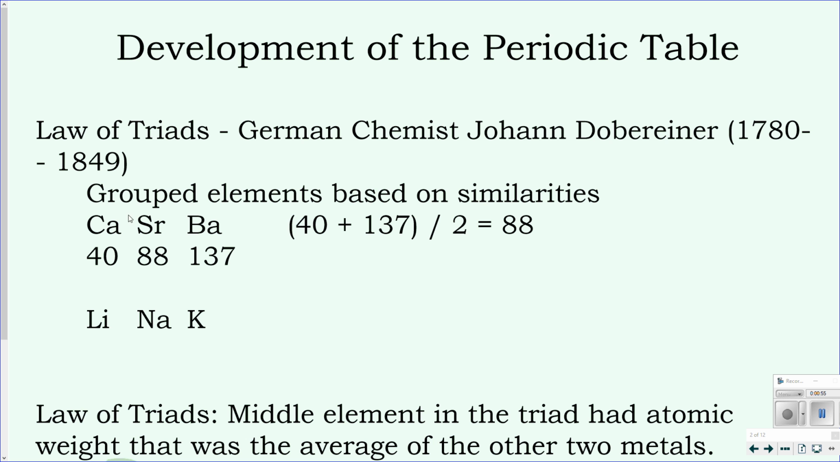When you add together the first and the third element in that triad and you divide by 2, just the basic average, you get the mass of the middle element, which is strontium. So if you go to your periodic table and you look at the mass of lithium, it has the mass of 7.